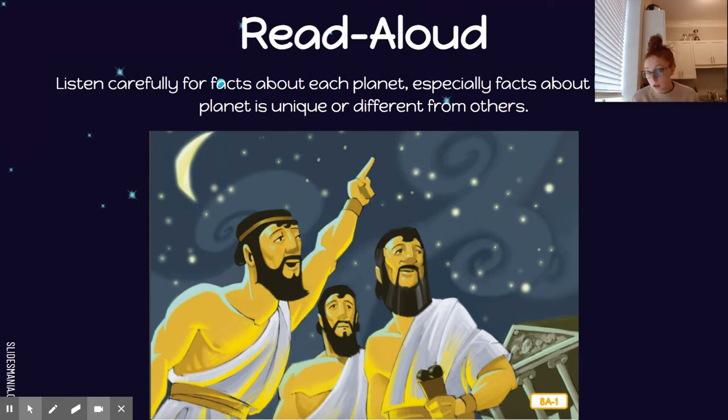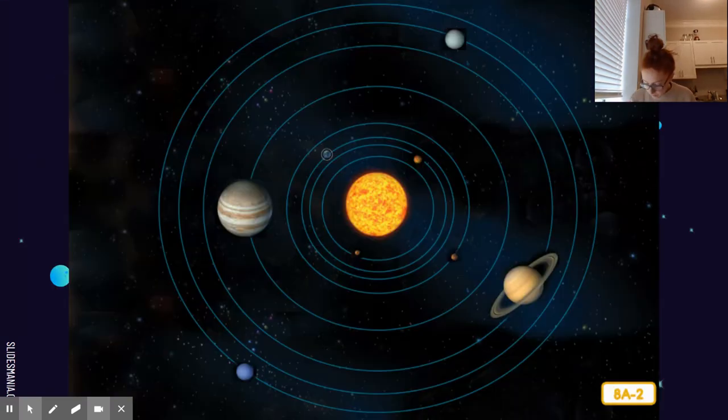Also, not only are there major planets, but there are smaller planets called dwarf planets that also orbit the sun. The word solar is used to describe something that is related to the sun. For example, solar energy refers to heat and light that come from the sun. Planets and other celestial bodies that orbit the sun make up what is known as the solar system.